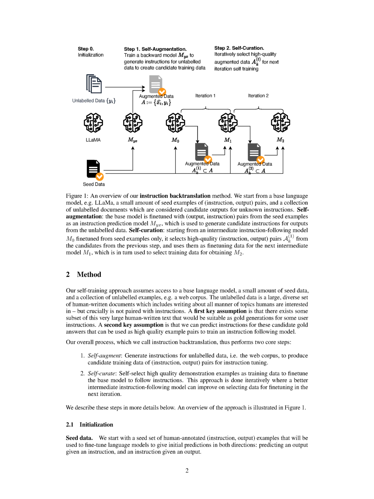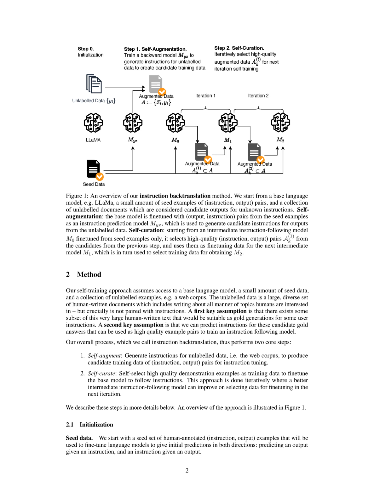1. Self-Augmentation. We generate instructions for the unlabeled data, i.e., the web corpus, to create potential training data. This data consists of pairs of instructions and outputs for instruction tuning. 2. Self-curation. We select high-quality examples to use as training data. This data is used to fine-tune the base model to follow instructions. We repeat these steps iteratively. As the instruction-following model improves, it becomes better at selecting data for fine-tuning in the next iteration. We'll explain these steps in more detail below.